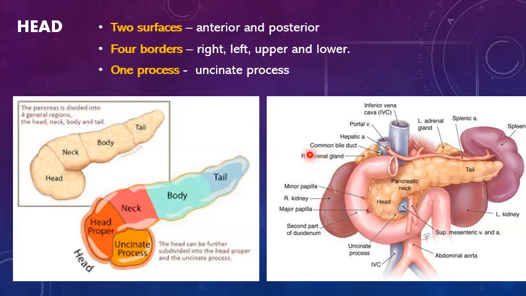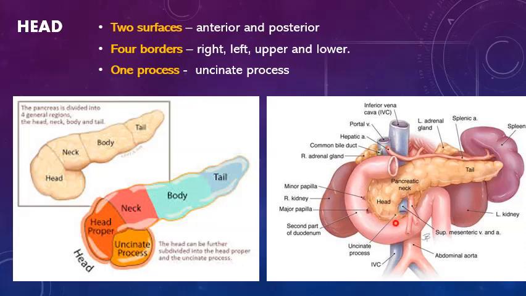And what are the presenting parts of the head? There are two surfaces, four borders and one process. The two surfaces are anterior surface and posterior surface. Four borders are the right border, left border, upper border and lower border. So four borders of the head.